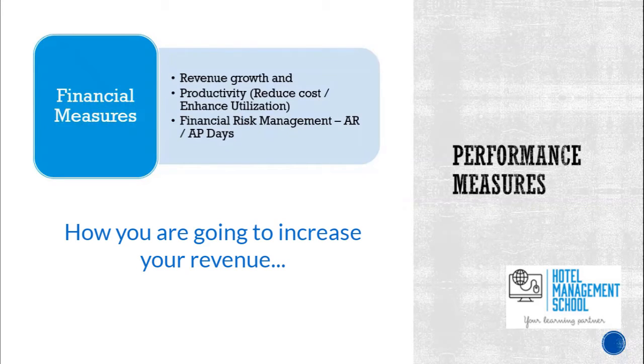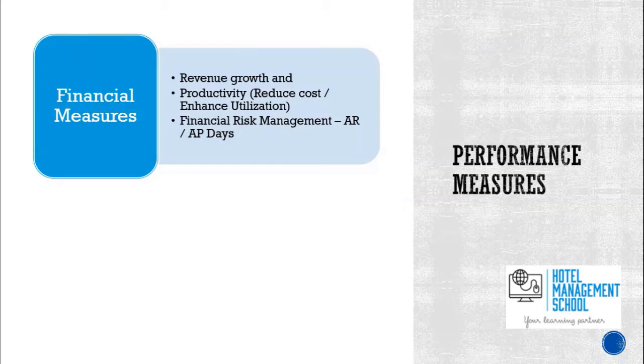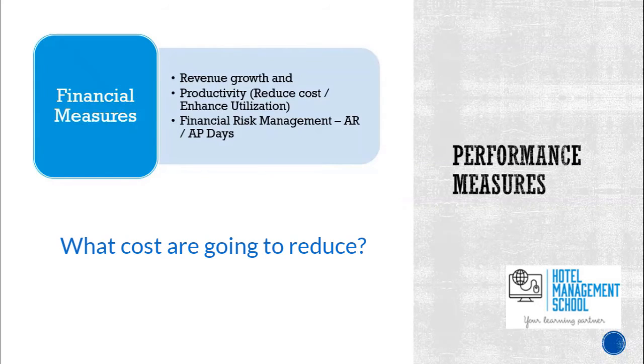And then the productivity, reduce the cost. So where? Again, labor cost: are you going to reduce labor cost, or are you going to reduce the operation cost? Are you going to automate the process so that you can reduce the waste? Are you going to reduce the food cost? So what cost are you going to reduce? So the performance measures will depend on your exact strategy.